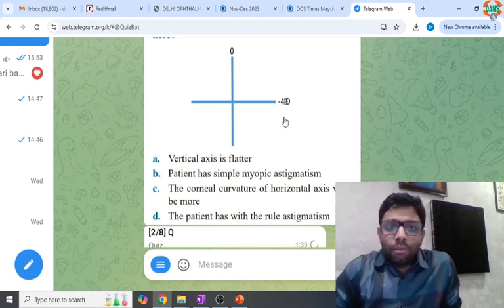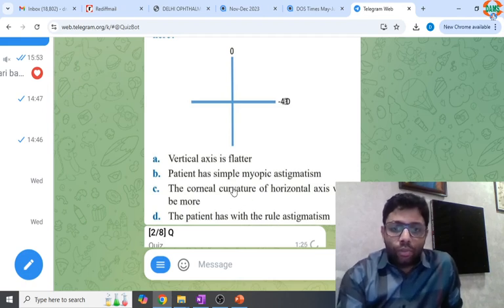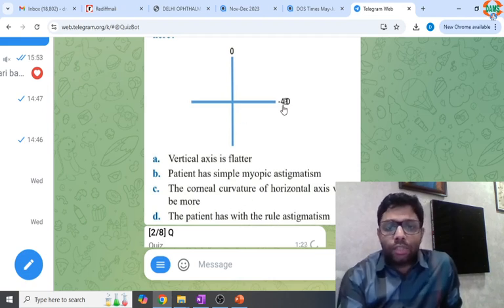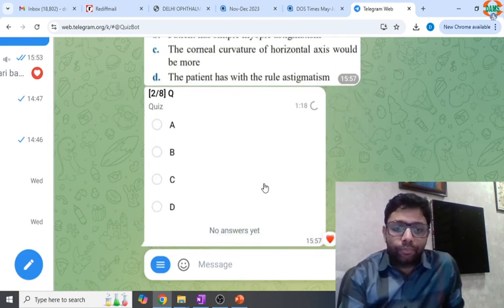The horizontal is focused more in front of the retina, which means that the cornea has more curvature, that is a steeper cornea, and horizontal steeper is known as against the rule astigmatism, not with the rule astigmatism. The corneal curvature of the horizontal is more, that is steeper, so the vertical is flatter. So D is the answer over here.